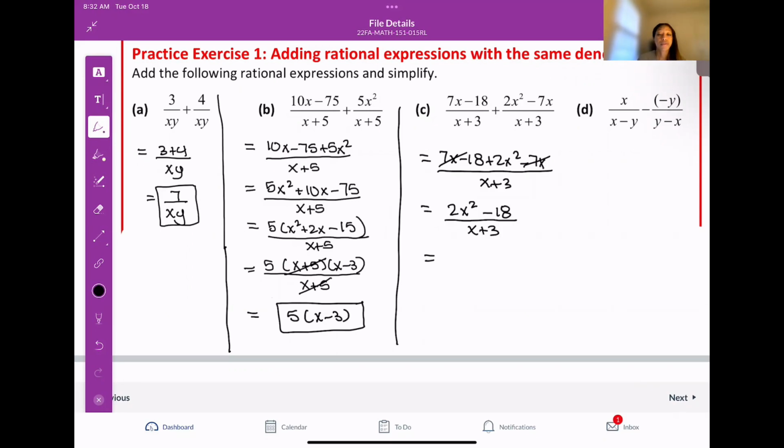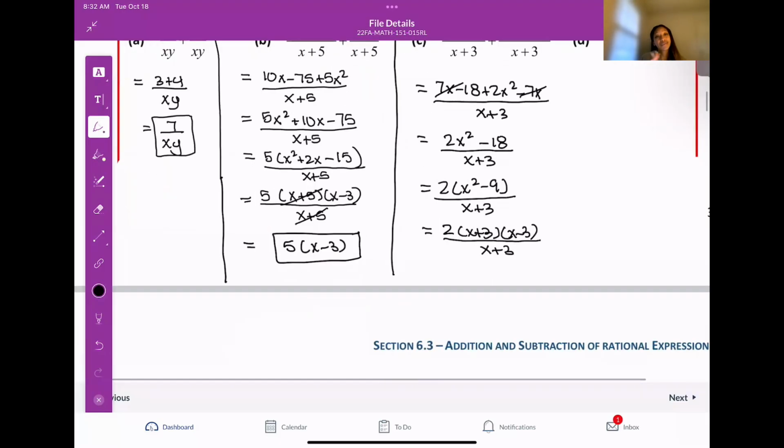And then we want to try to factor. First, in our numerator, we can factor out a 2 from both of those terms. That gives us 2 times x squared minus 9 over x plus 3. And then x squared minus 9 is a difference of squares. So the numerator factors to 2 times x plus 3 times x minus 3, and then it's over the x plus 3. So again, here we see that our denominator cancels out with one of the terms in the numerator, and we're left with 2 times x minus 3.